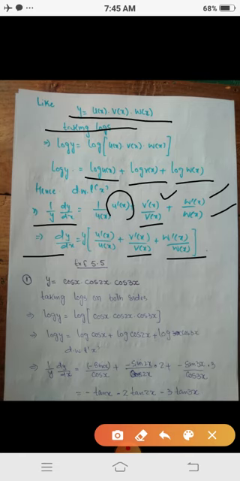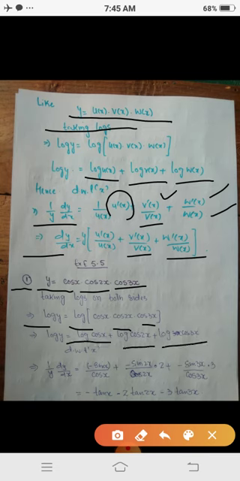Now let me consider an example of this type, that is y equals cos x into cos 2x into cos 3x. Here this y is a product of three functions: cos x, cos 2x and cos 3x. Considering cos x, cos 2x and cos 3x only positive, taking logs on both sides, log y equals log of cos x cos 2x cos 3x. Now the right hand side becomes log cos x plus log cos 2x plus log cos 3x, by using log m into n is log m plus log n.